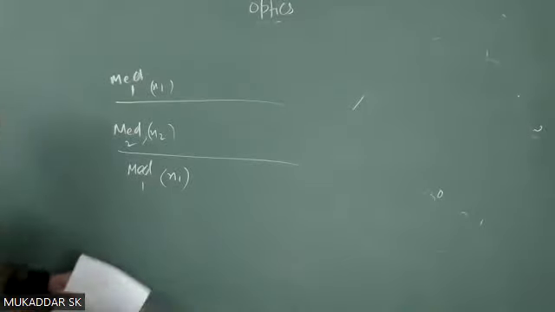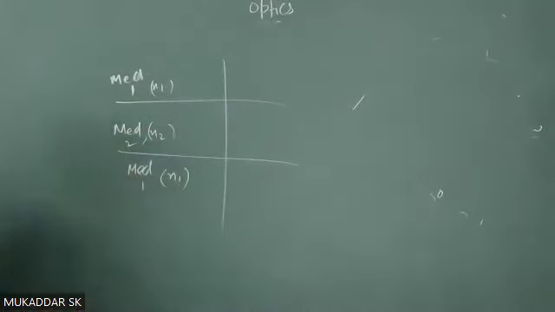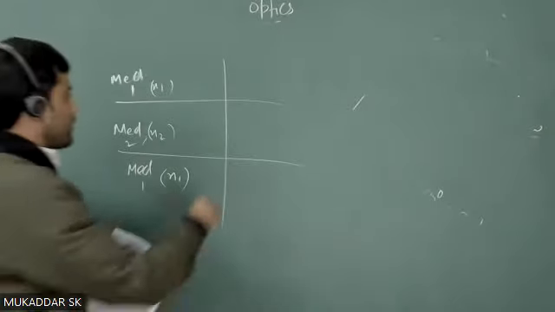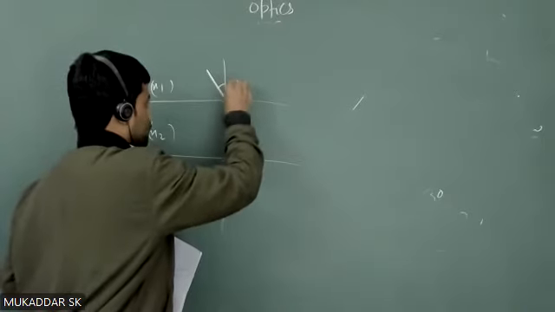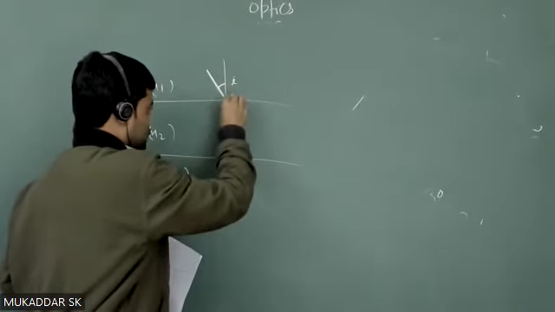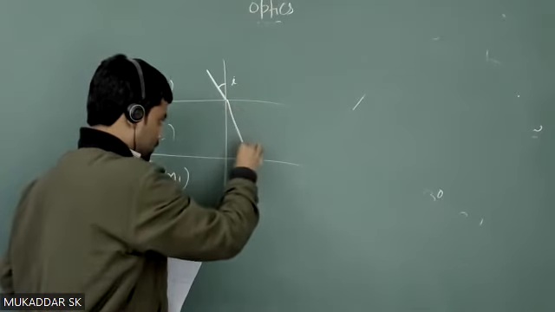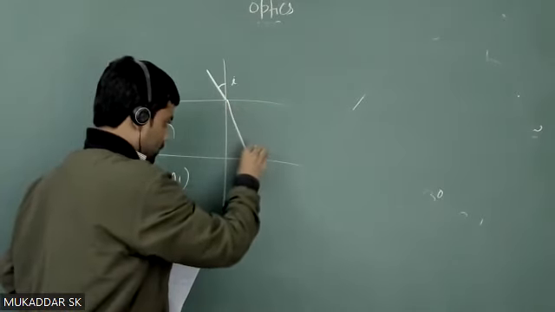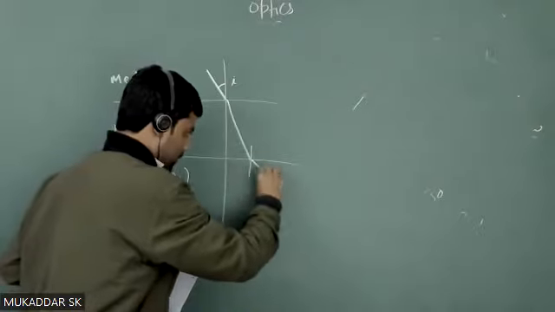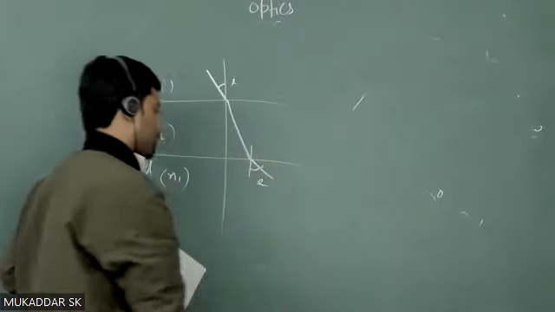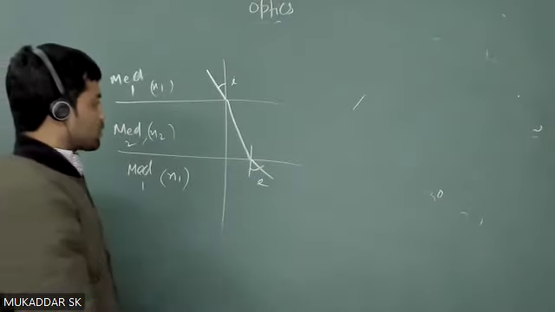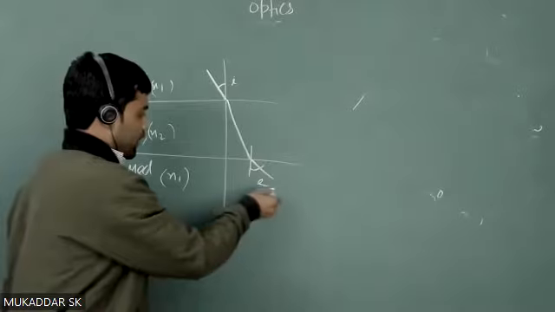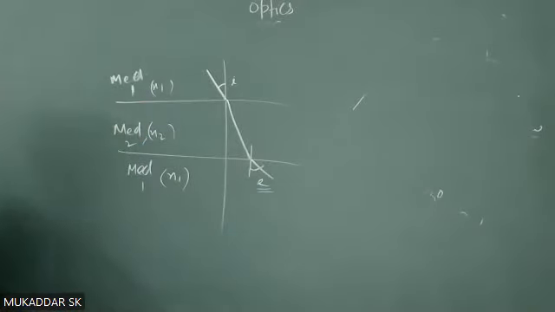N1. Okay, now I'll make a normal. Now a ray is incident in medium 2 at an angle of I. Then it is refracted, okay, and it is emerging at an angle of E. किस एंगल से emerge हो रहा है? At an angle of E. So basically you have to calculate this angle.